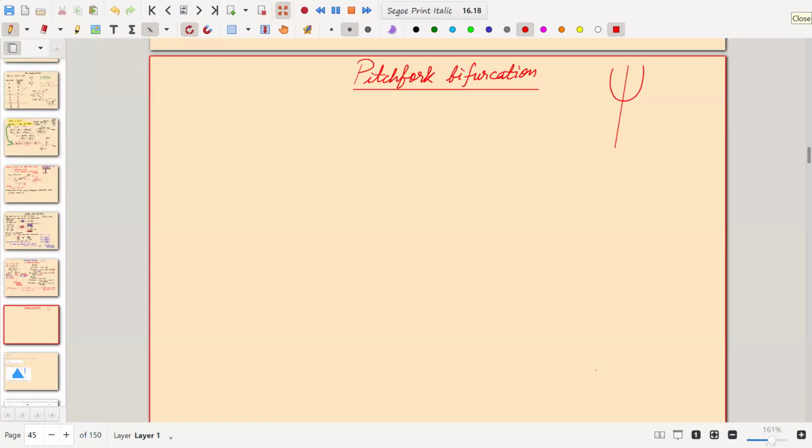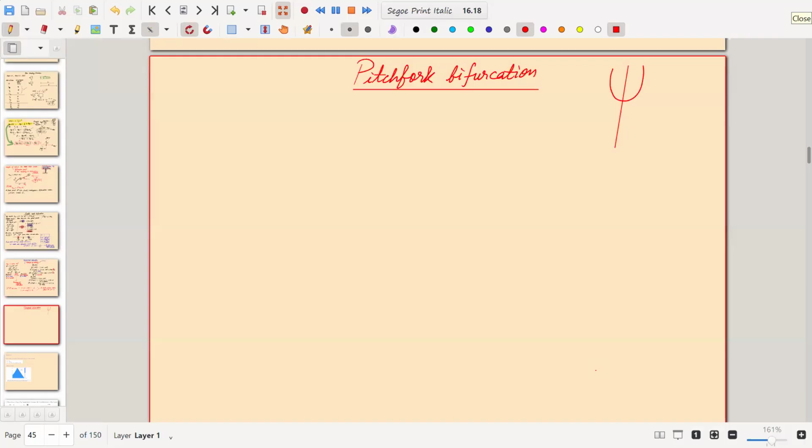I think everyone has seen this. So this is something well known to the community. This is a pitchfork. You will see how a mathematical system exhibits a phenomenon like this. Okay, so let us see.